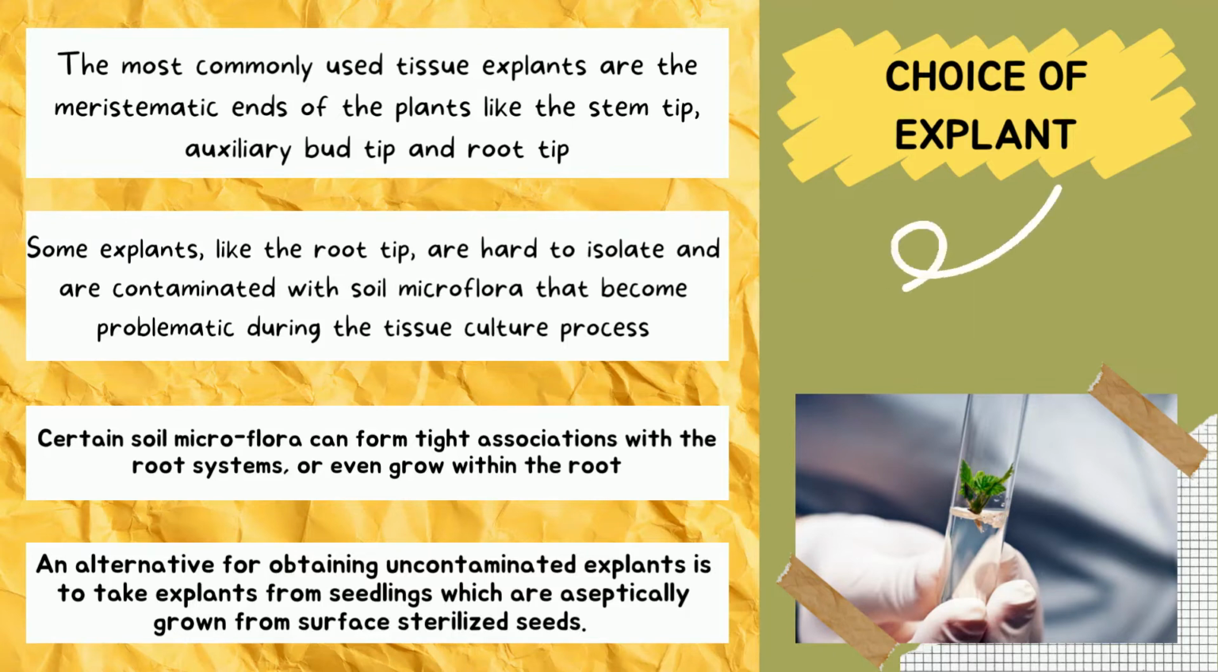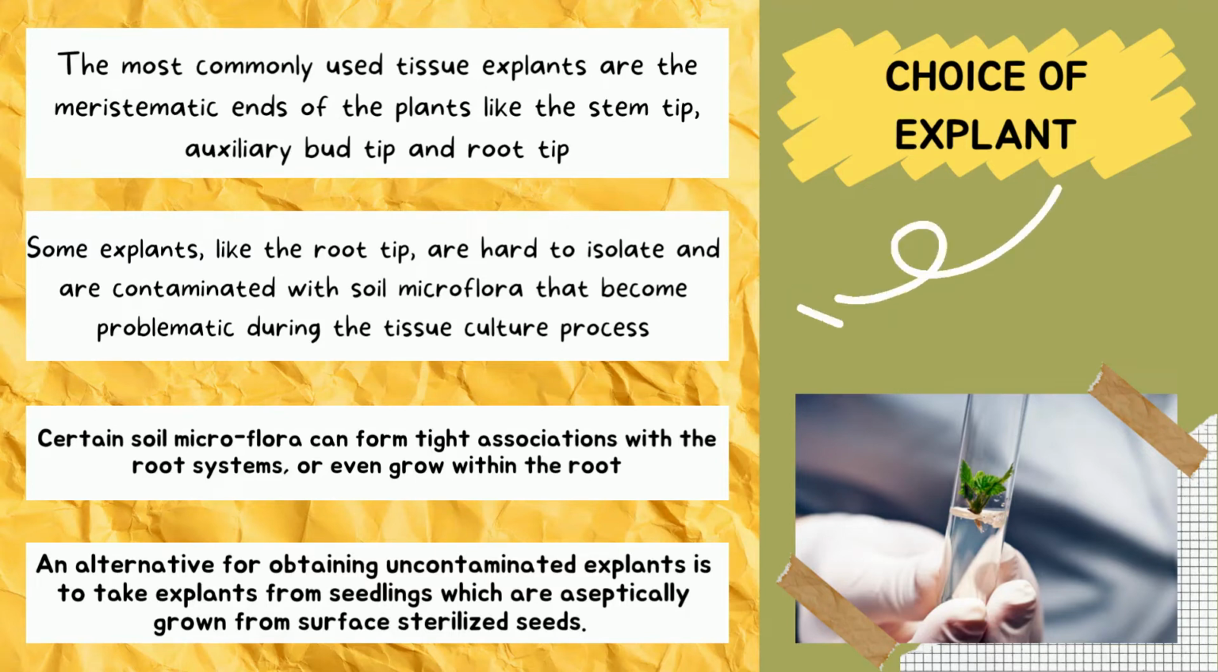The most commonly used tissue explants are the meristematic ends of the plant, like the stem tip, axillary bud tip, and root tip, because these tissues have high rates of cell division and either concentrate or produce required growth regulating substances, including auxin and cytokinins.